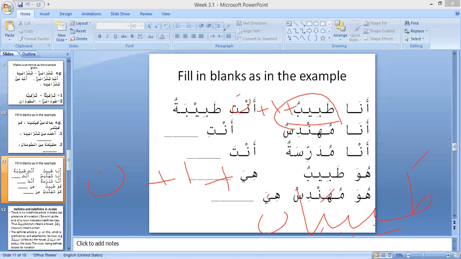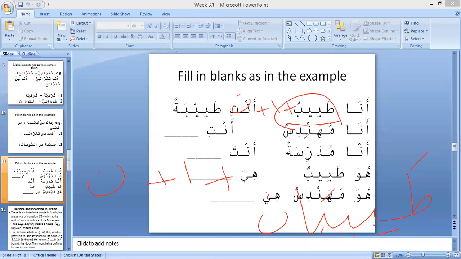Tabiban. So the word is Tabib, it ends here. But when we add alif and na at the end, it means two doctors. Tabiban. Are we together? So you say Nahnu Tabiban. We are doctors. You are two, and you say Nahnu Tabiban. We are doctors. Tabib, Tabiban.